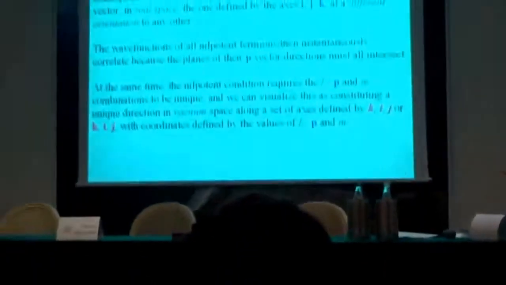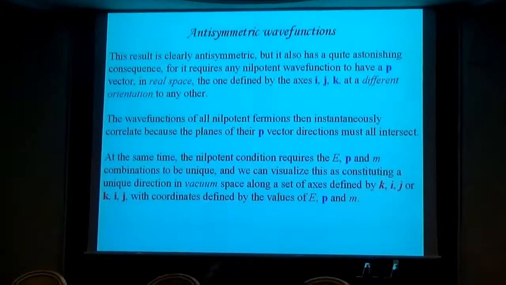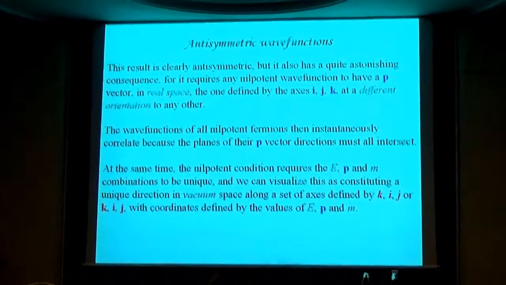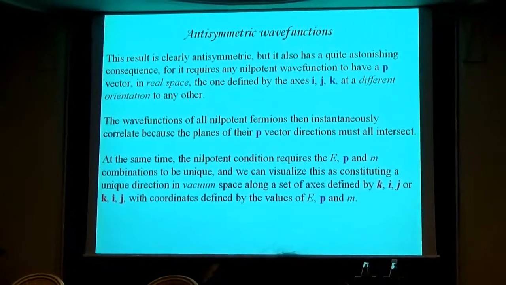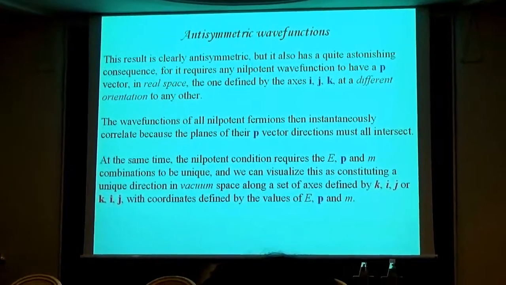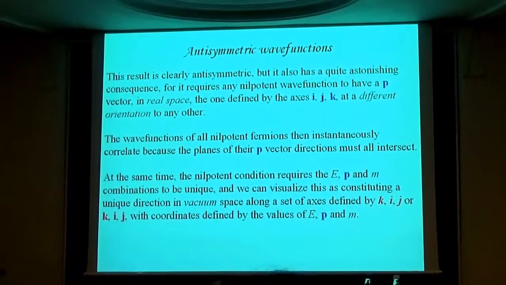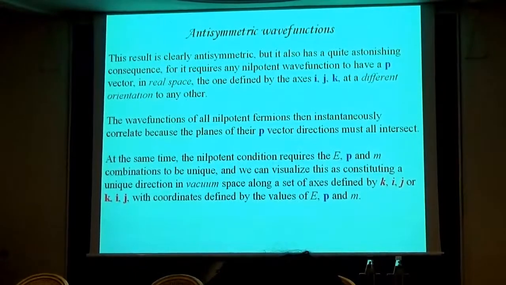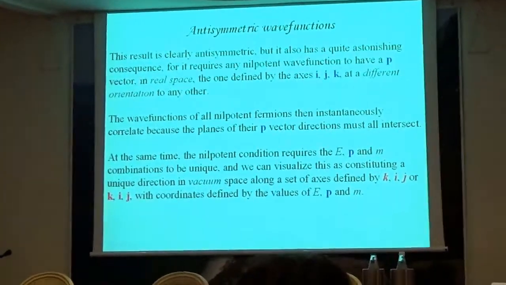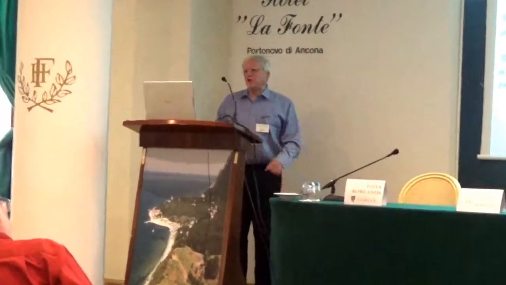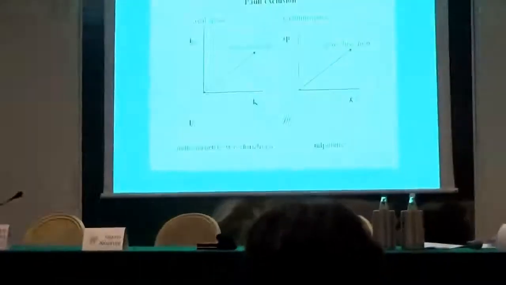So, any nilpotent wave function, that's any fermion wave function, would have a vector in real space at a different orientation to any other. One way of thinking of this is using projective geometry: just draw a plane perpendicular to each direction and all the planes will have to intersect. So we can define the uniqueness of a fermion either using the red coordinates or the blue ones. And the directions of the vectors in each space will carry all the information. It's interchangeable. Let me show you, like so.